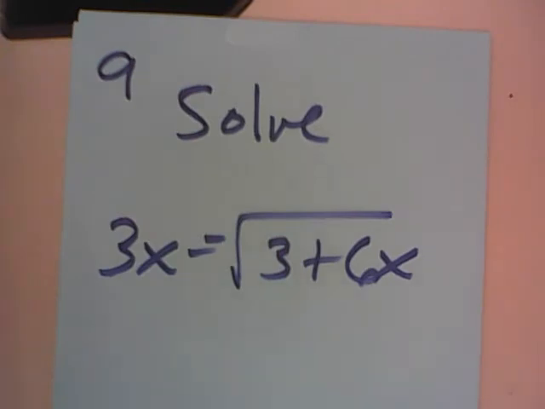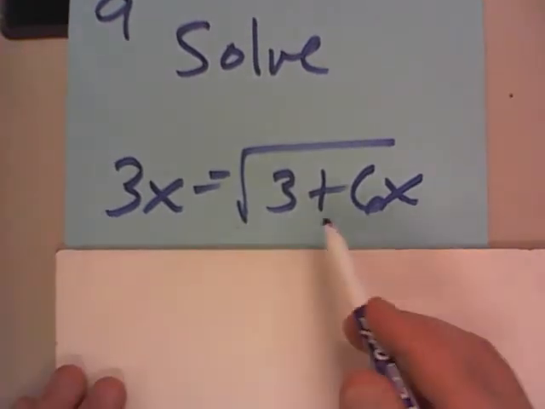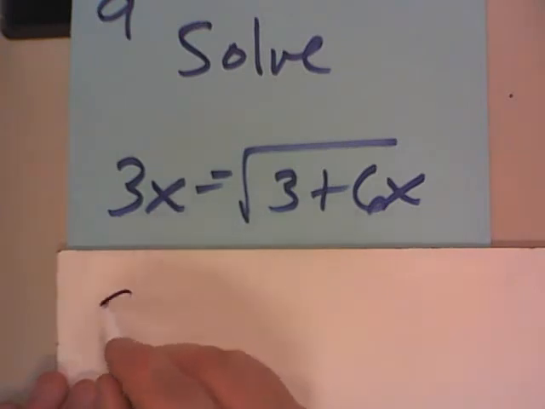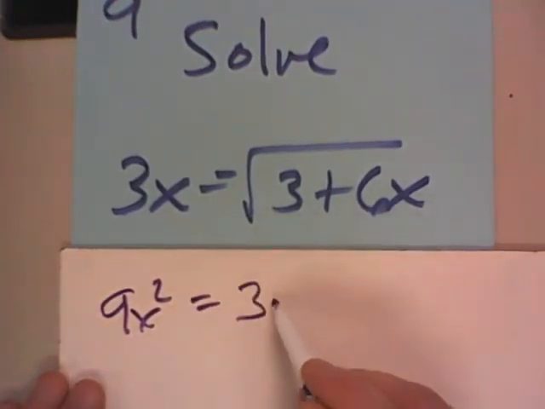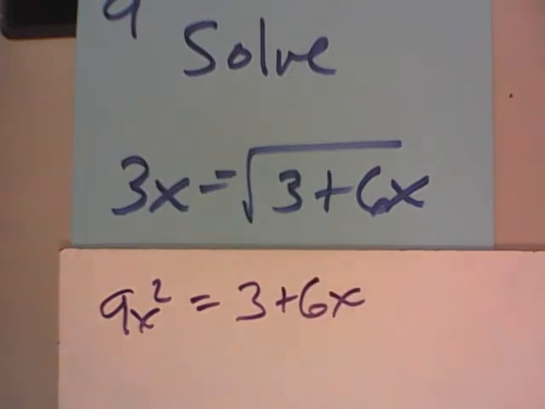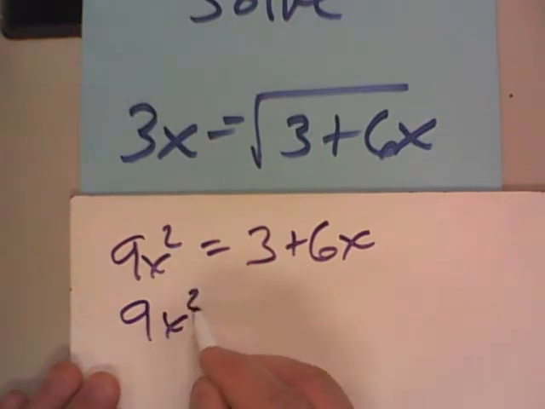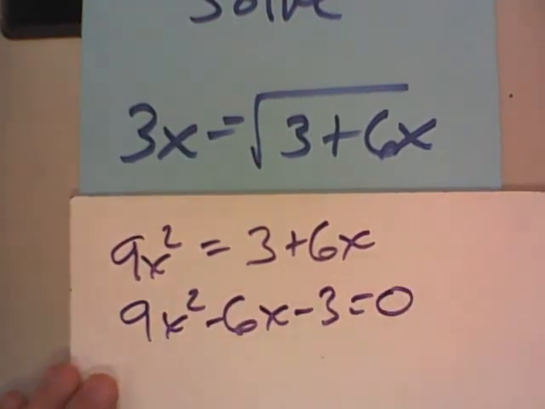Let's move on to the next question, still solving equations. This is actually just a radical. So we have this radical is already by itself, so I'm going to square both sides. If I square 3x, I'll have 9x squared. And if I square this entire side, I'll just have 3 plus 6x. So what I'm going to do is get everything on one side. So we'll have 9x squared minus 6x, and then minus 3 equals 0.